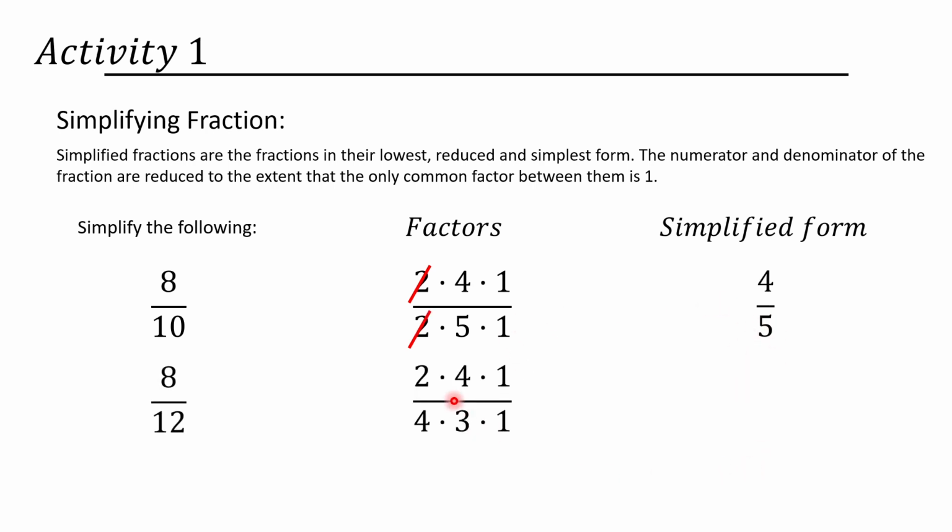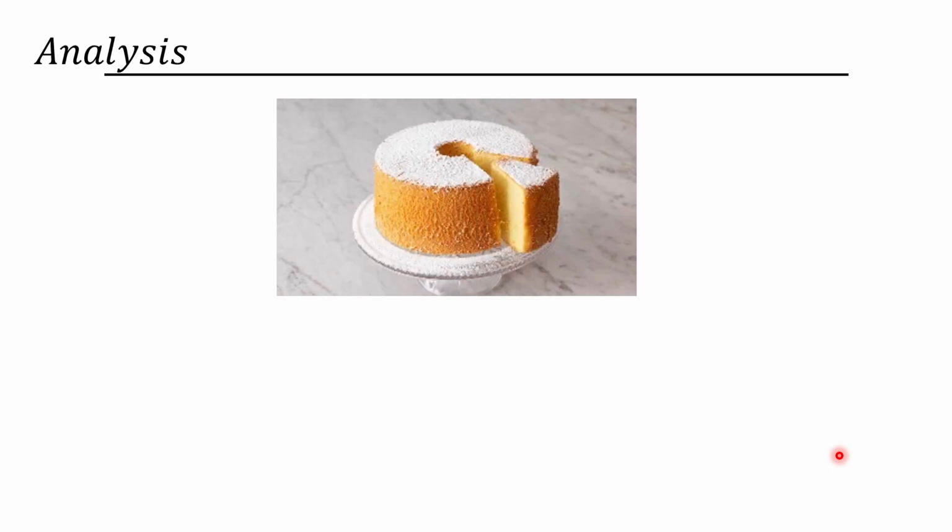8 over 12. So, that is 2 times 4 times 1. 4 times 3 times 1. Yung 12. So, common is 4. So, matitira is 2 times 1. That is 2. 3 times 1. That is 3. So, that is 2/3. Okay? So, ganun mag-simplify ng fraction. Gagamitin natin yan later on. But before that, we will have this illustration.